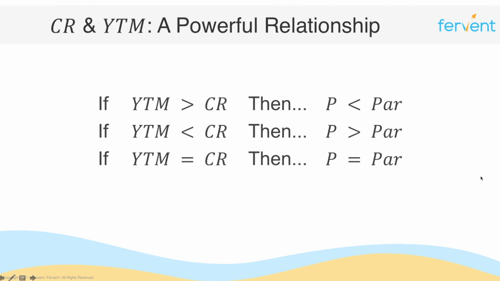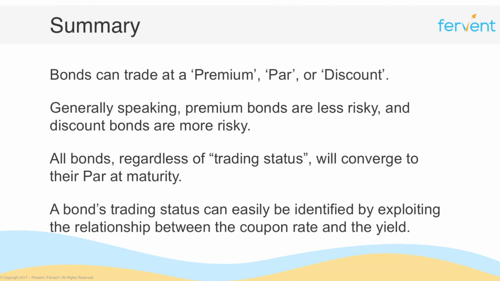Again, this simple but incredibly powerful relationship is something that we're going to exploit when we look at estimating the yield much later on in the course. Alright, hopefully all of this makes sense. In summary then, we learned that bonds can trade at a premium, par or discount. Generally speaking, premium bonds tend to be less risky and discount bonds tend to be more risky. Importantly, we learned that all bonds, regardless of their trading status, will always converge to their par at maturity.